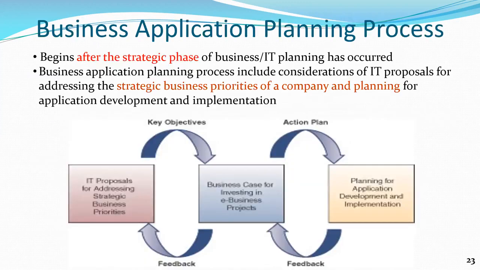Right, now with this, we can think about the organization's business application planning process. After the strategic phase of business IT planning has occurred, we know that we have gone through a process of identifying what technologies are most important for the organization, right? So once you identify those technologies, the IT priorities for addressing the strategic business priorities, once you think of business priorities, you need to have different proposals, right?